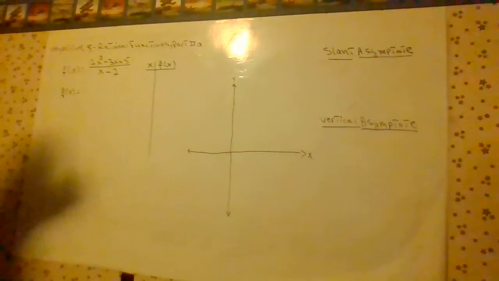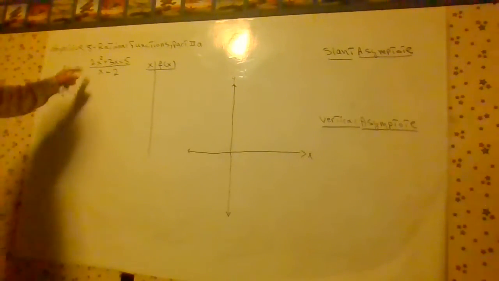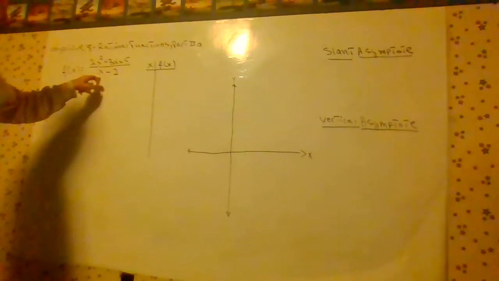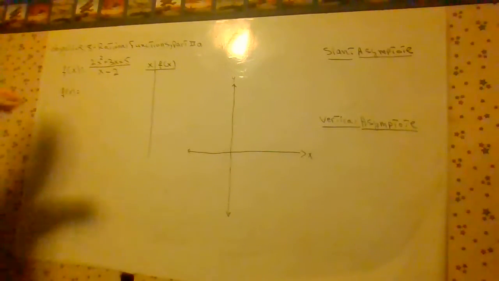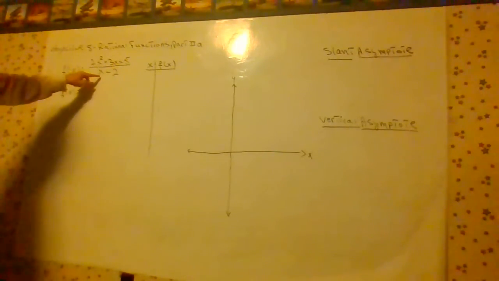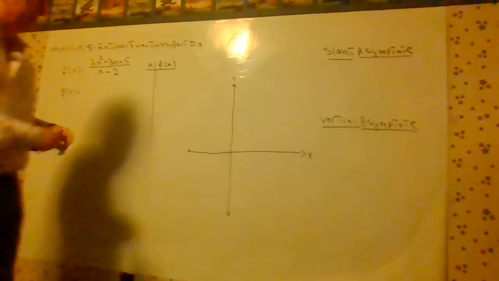Part A, we're going to graph. Part B, we're going to talk about limits. Well, first of all, we have 2x squared plus 3x plus 5 over x minus 2. We have something called a slant asymptote, which we find by dividing this out using synthetic division.